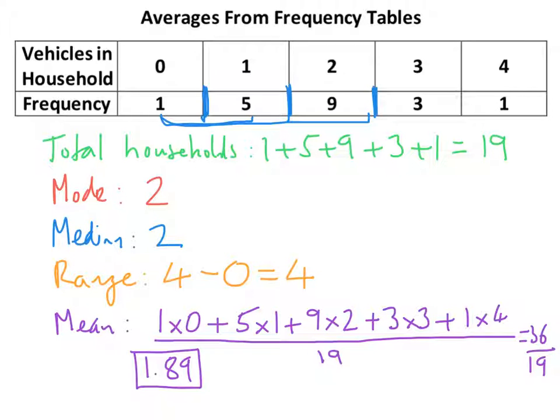Alright, so that's how you work out averages using frequency tables. Just got to be a little bit careful, and as long as you know what they mean, what the frequency table actually stands for. The frequency is how many of the numbers above there are if they were all listed out.